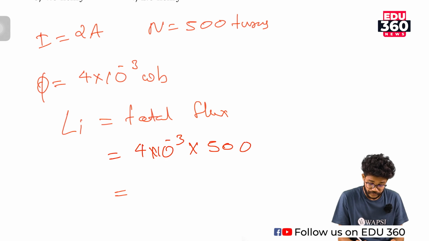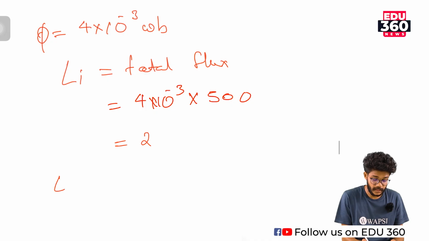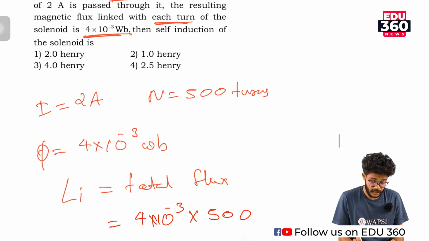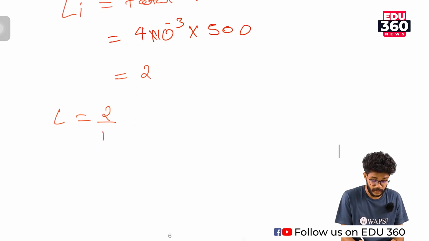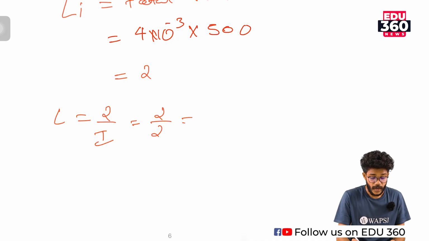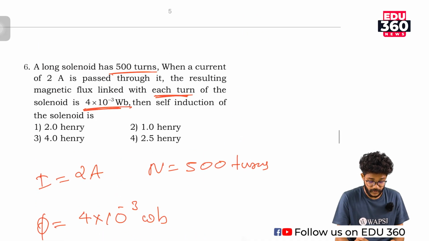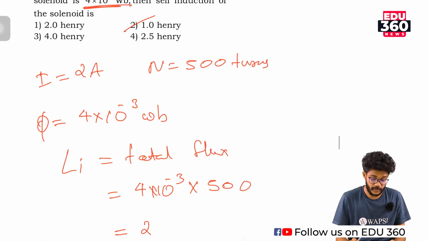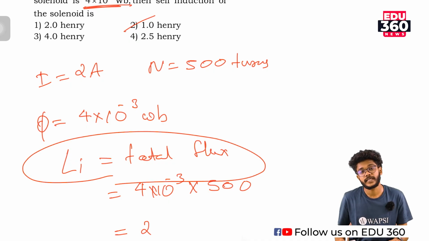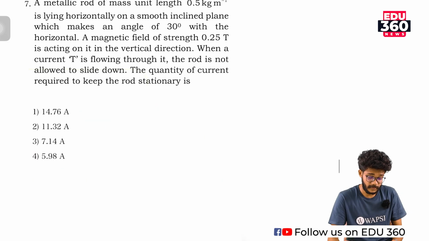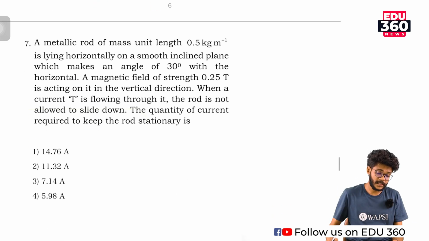2000 into 10 raised to minus 2 is 2. So L is equal to 2 by I. What is I here? I is the current, 2 ampere. So 2 by 2, which is equal to 1 Henry. Option B is the correct answer. The main important thing here is that Li is equal to the total flux. Okay, moving to the 7th question.